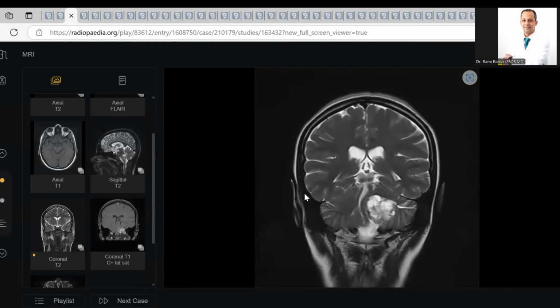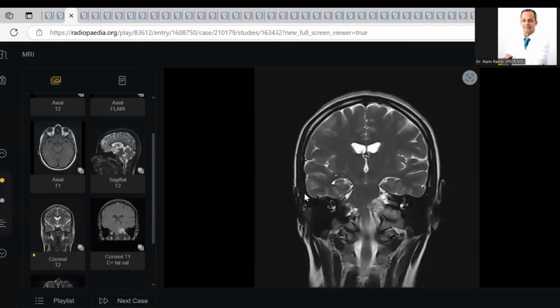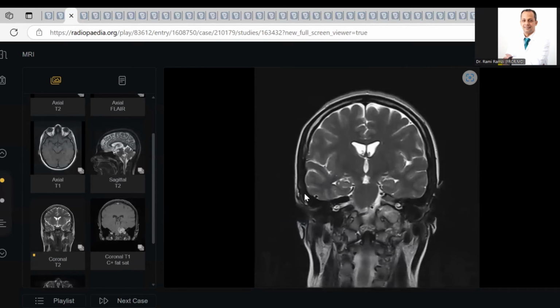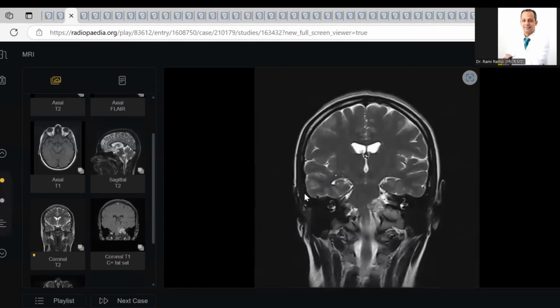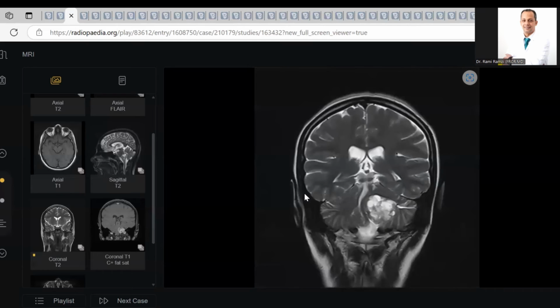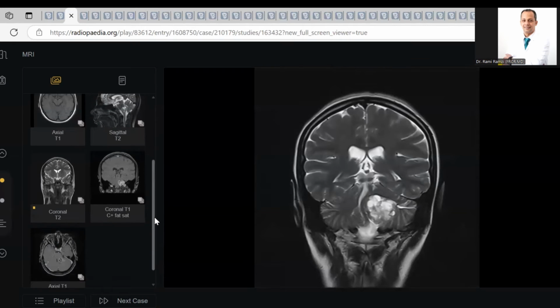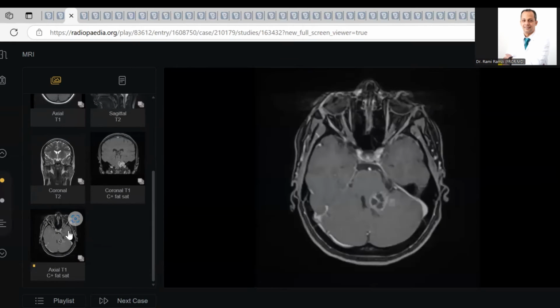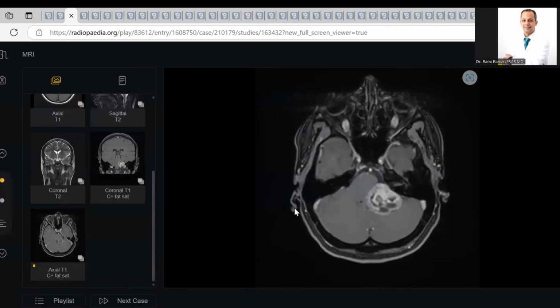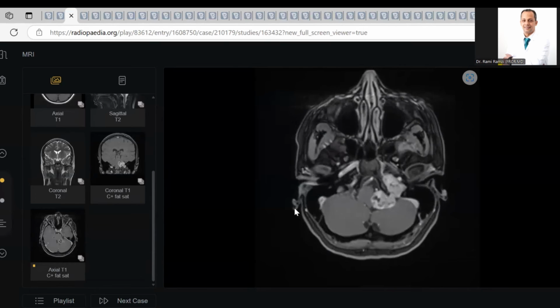So the lesion is apparently extraaxial, causing indentation of the left middle cerebellar peduncle and mass effect and effacement of the fourth ventricle with the displacement of the pons. Which sequence do you want again? T1 to confirm the cystic nature of the lesion. No, T1 post contrast.